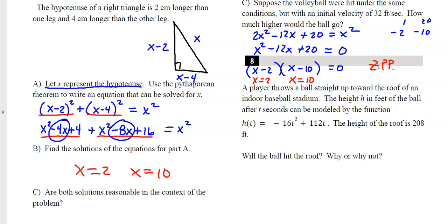Are both solutions reasonable in the context of the problem? I don't believe x equals 2 is reasonable, because if I plug 2 in, that's going to make this side have a length of negative 2. And if I plug 2 in here, it'll make that side have a length of 0, which we don't have a triangle. So I think 10 is the correct answer. If I plug this in, 10 take away 4 gives me a side length of 6. 10 minus 2 would be a side length of 8. And this would be 10. And 6, 8, 10 is a Pythagorean triple.